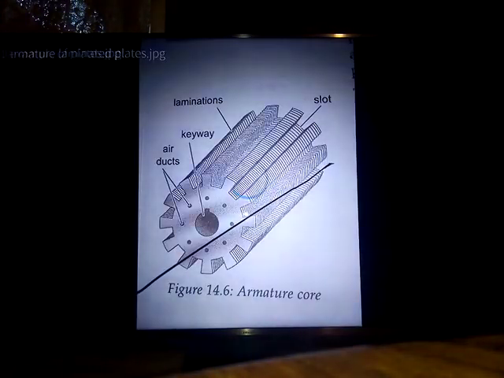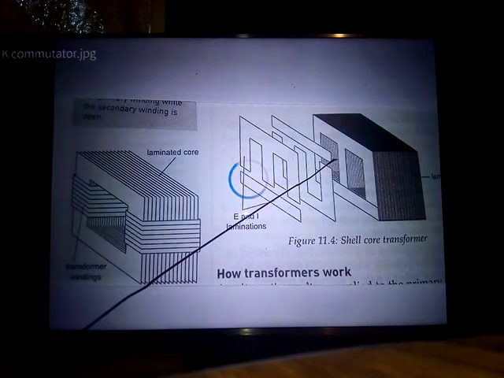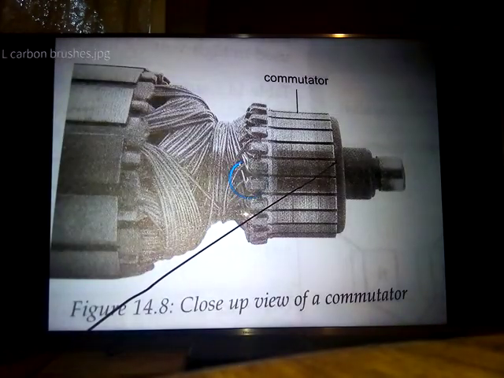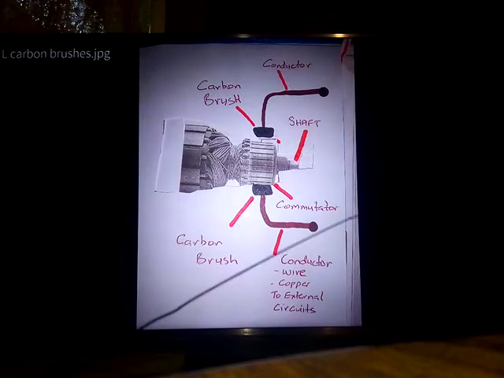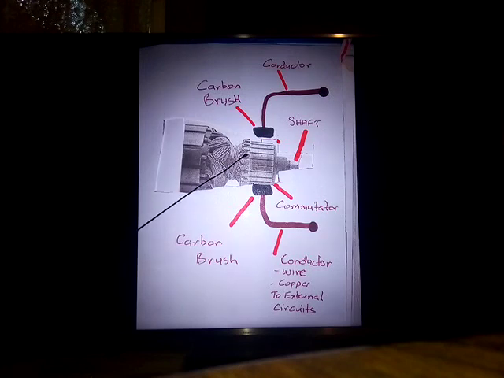Let's see, we've got another diagram that will show you clearly. Right, this is what I'm talking about. You notice here we've got our armature. We've got the armature, and these are the armature conductors embedded into slots, and the end of these conductors is soldered or welded onto these copper bars.